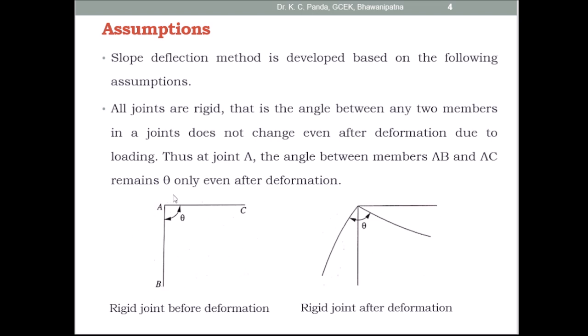So look at this figure. This is the rigid joint before deformation, and this is the rigid joint after deformation. This is the angle between the two members. Then after deformation also the angle remains the same.